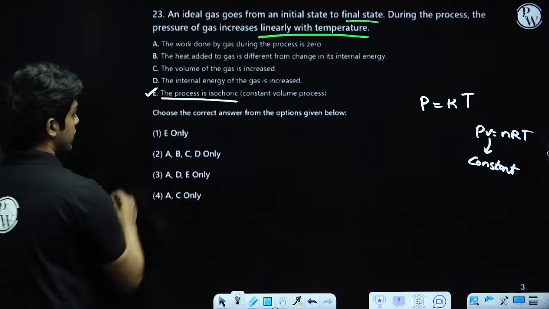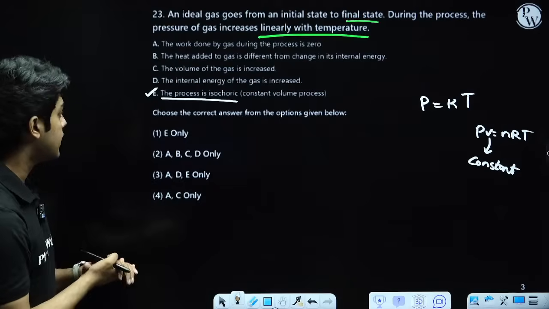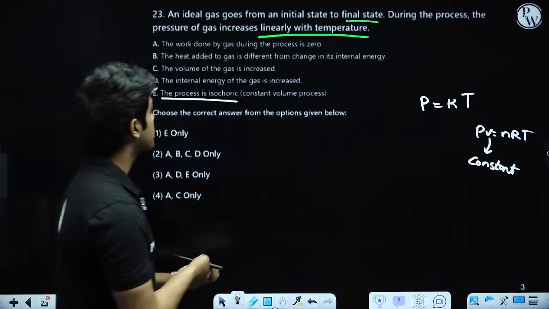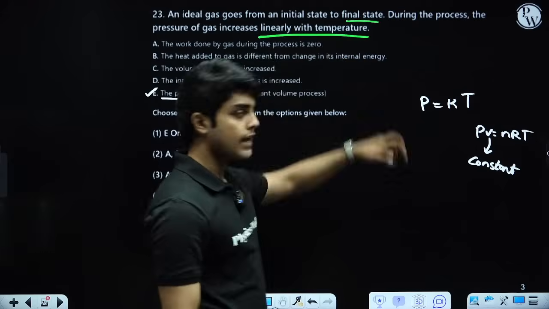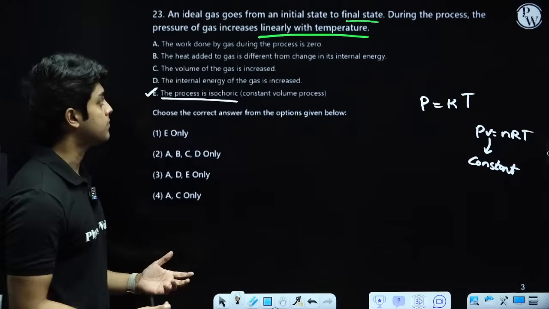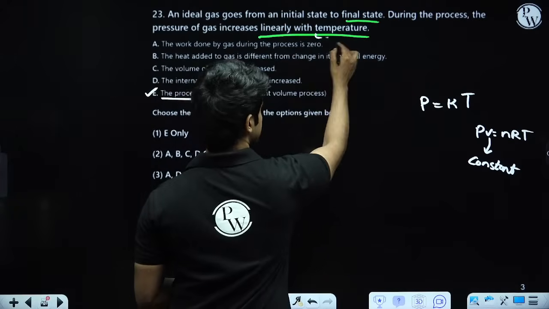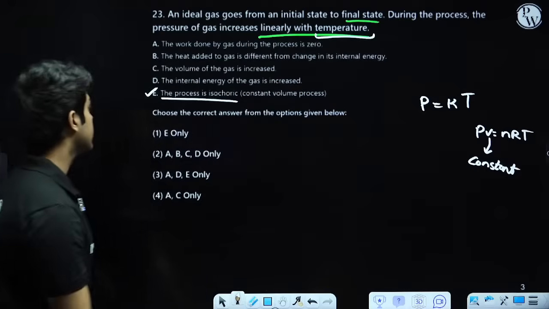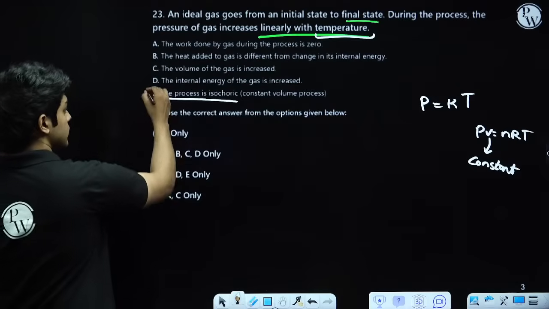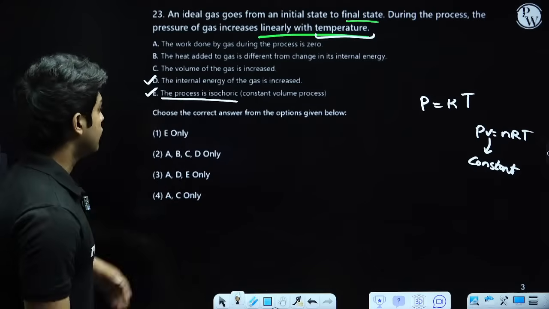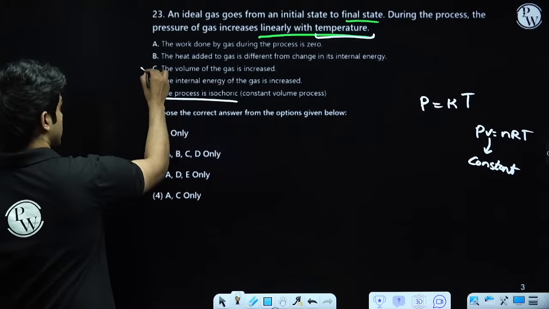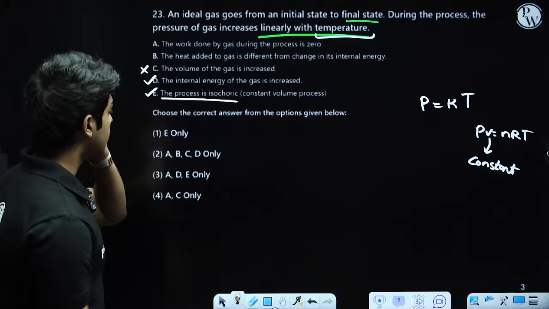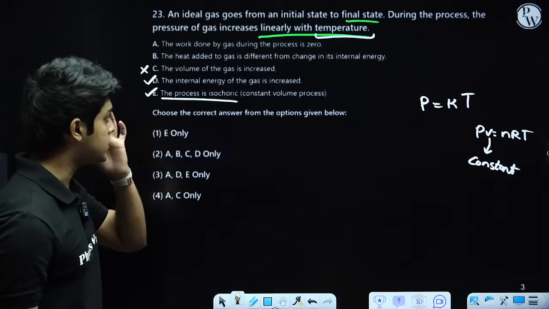E option is correct. The internal energy of the gas is increased. So internal energy of the gas is simply a function of the temperature, okay? So if the temperature increases, the internal energy will also increase. So this is also correct. The volume of the gas is increased is wrong. Heat added to the gas is different from change in internal energy.